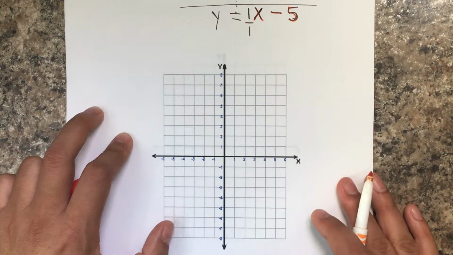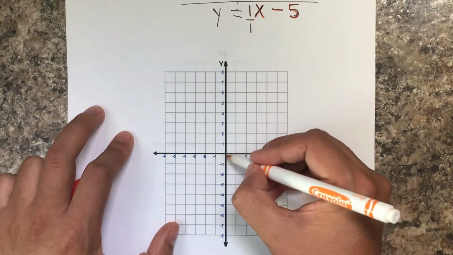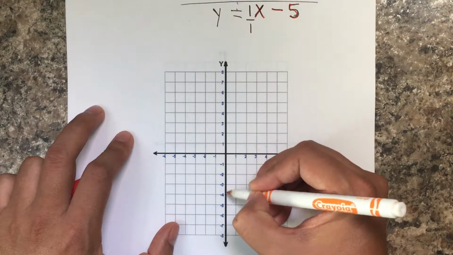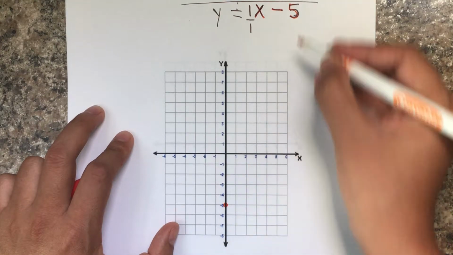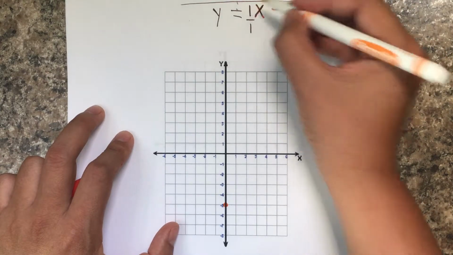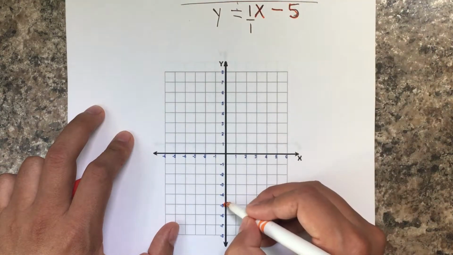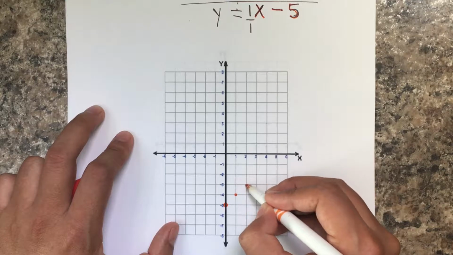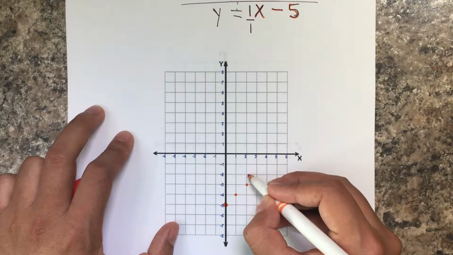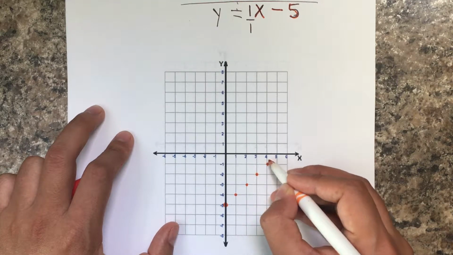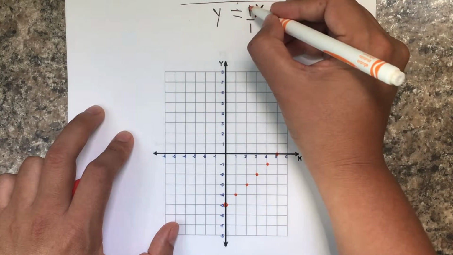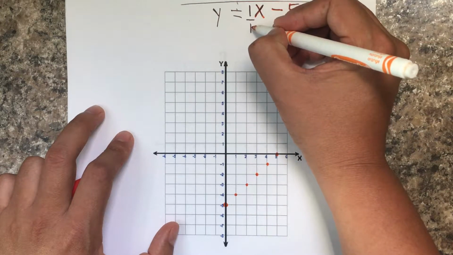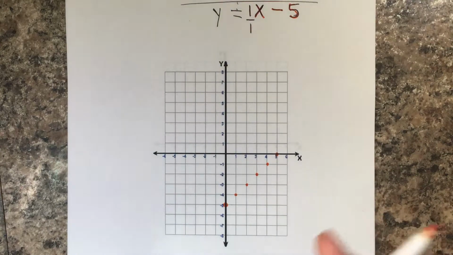So negative 5 is the first point, and you have 1, 2, 3, 4, 5 on y, and then 1 up and 1 to the right. 1 up, 1 to the right. 1 up, 1 to the right. Positive 1 goes up, positive 1 goes to the right.